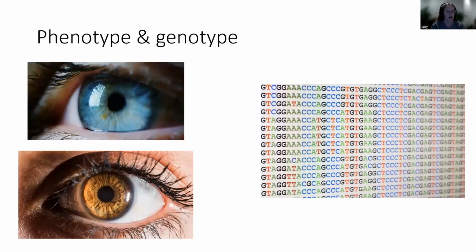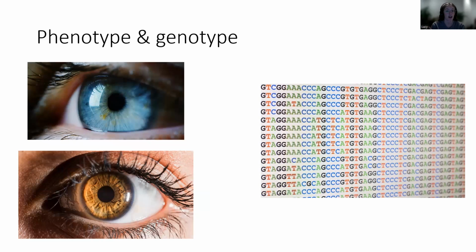What is genotype and phenotype? Phenotype is the observed result of someone's genes. For example, them having blue eyes, them having brown eyes, them having a disease such as cystic fibrosis, or them having the absence of a disease. A genotype, on the other hand, is their actual genetic makeup, their sequence of bases, their genetic code.